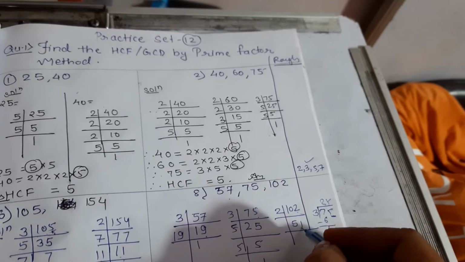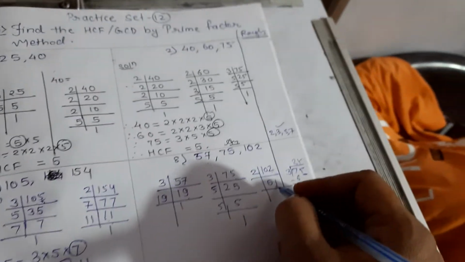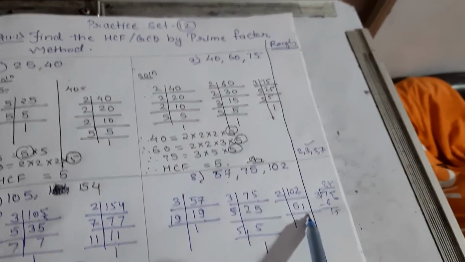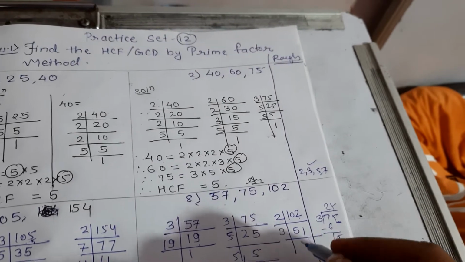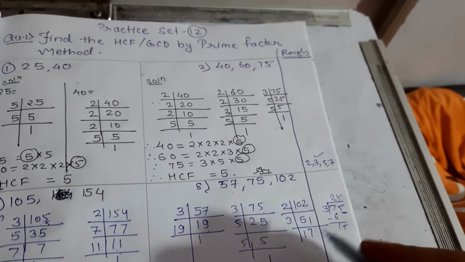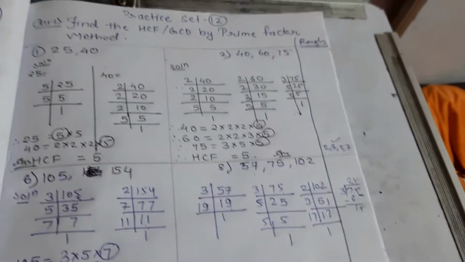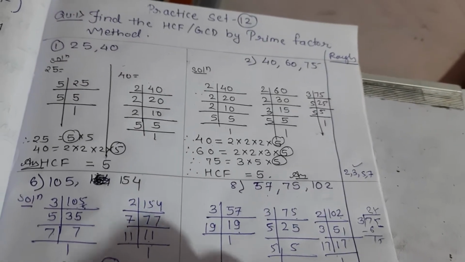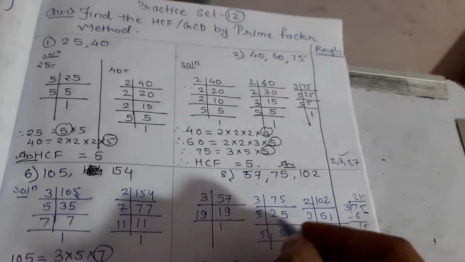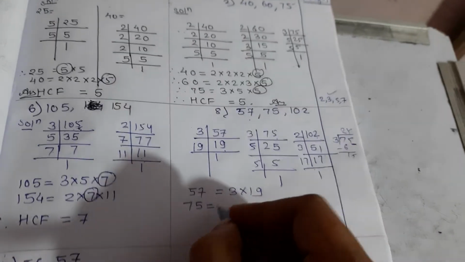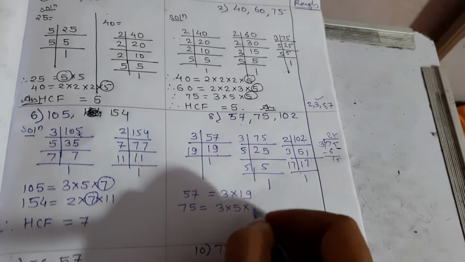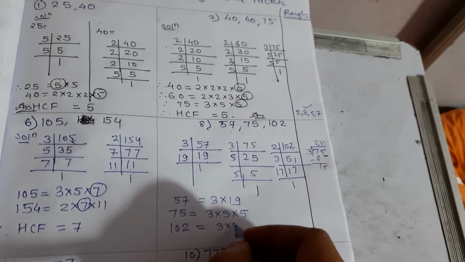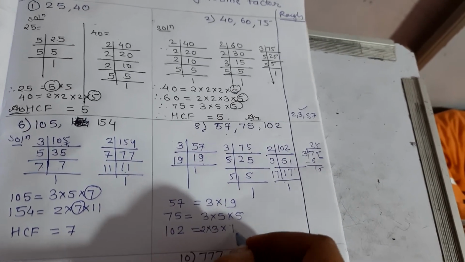So here 2 5s are 10, 2 ones are 2. Then 102, the last digit is 2, so of course 2 goes. Then 51, the digit at the back side is 1, so 3 7s are 21 and 7 3s are 21. The back side 1 is coming, so 3 1s are 3, 3 17s are 51, so 17 is a prime number. So take out 17 ones are 17. Over. All the factors we take out. So right now the factors of 57 are 3 into 19. What are the factors of 75? 3 into 5 into 5. And what about the factors of 102? That is 2 into 3 into 17.